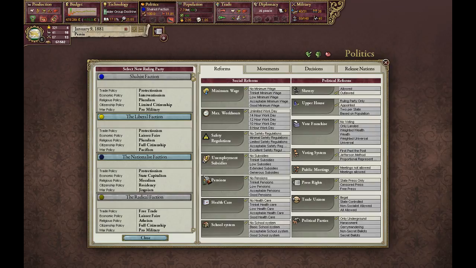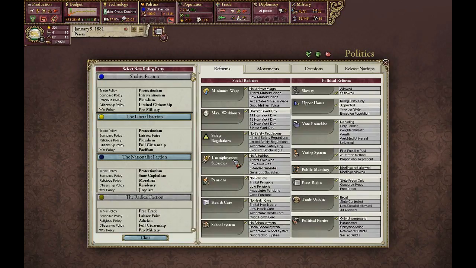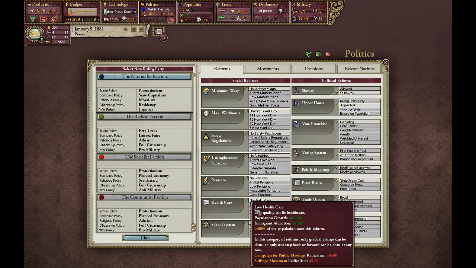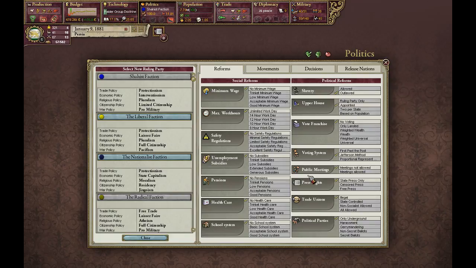Currently I have the Shast faction who have interventionism, and interventionism is like the middle road between laissez-faire, which doesn't allow the government to intervene in the industry, and state capitalism, which doesn't allow capitalists to intervene in the industry. The fourth one is the planned economy, which is like the even worse version of state capitalism. We won't be reviewing that one.